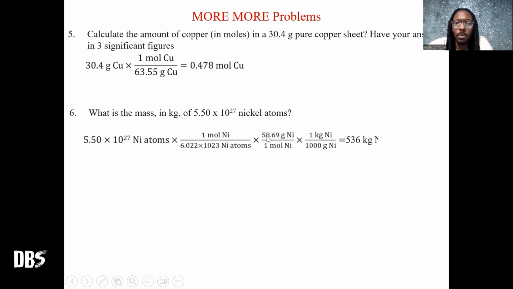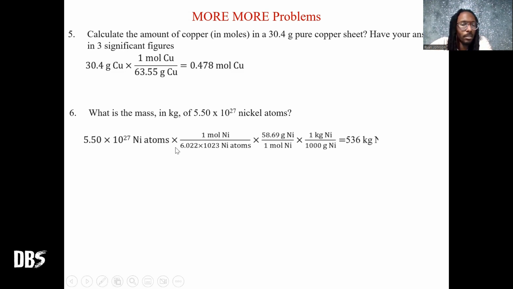And once again, just to remind everybody, where did this 58.69 come from? The periodic table. We're getting everything from the periodic table. If you can read the periodic table, I'm telling y'all, chemistry is a lot easier. If you cannot read your periodic table, it's going to be hard. It will be hard.